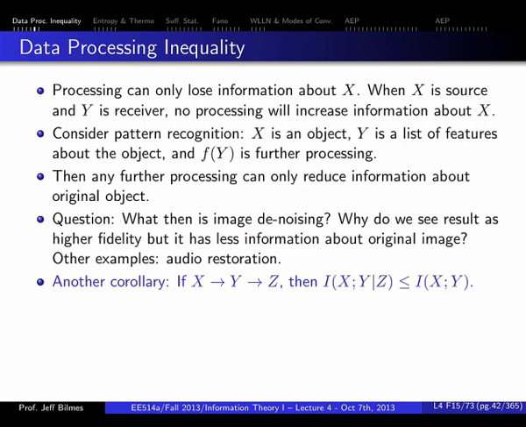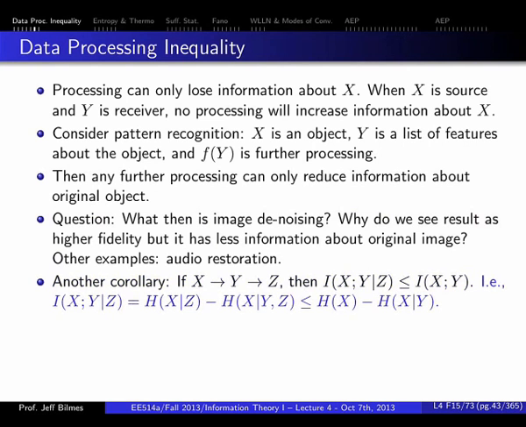Another corollary is that if X, Y, Z is a Markov chain, then conditioning on Z reduces the information that X and Y have about each other. Remember we said that in general there's no relationship between the conditional and the unconditional mutual information. In the Markov chain case there is a relationship, because knowing Z means there's less information that X can tell you about Y. The extreme example was when the conditional entropy of Y given Z was equal to 0, then this thing turns into 0.